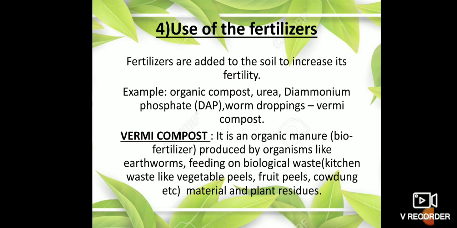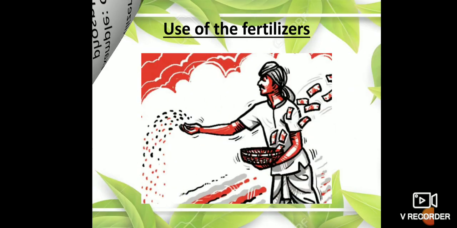Now, what is the meaning of vermicompost? It is an organic manure, that is a biofertilizer, produced by organisms like earthworms feeding on biological waste. Now what are biological wastes? That is kitchen waste like vegetable peels, fruit peels and cow dung, etc., material and plant residues. You can see in the picture how the man is adding manure, or the fertilizer, to the soil.